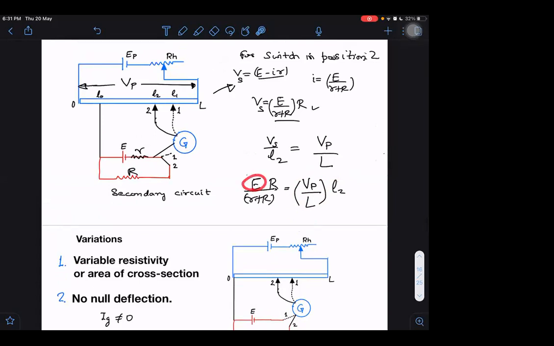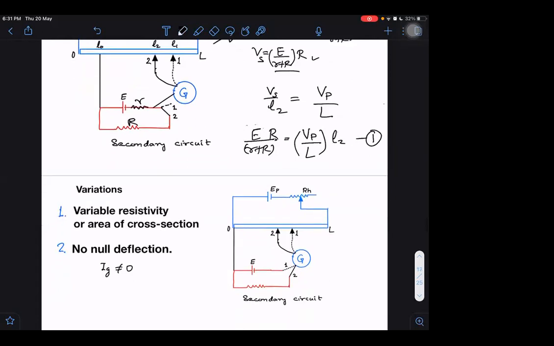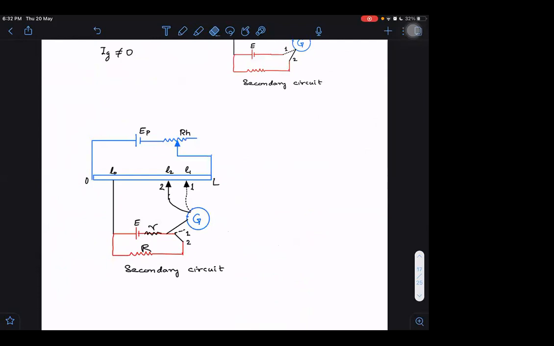But here, wait a second. Here I want to obtain R also. Then I need one more equation. One equation will not be enough. I need one more equation. This is number one, keep it in mind. Then I will change the position to 2, no, it was in 2, in fact, sorry. Initially it was in position 2, and I will change it now to position 1.